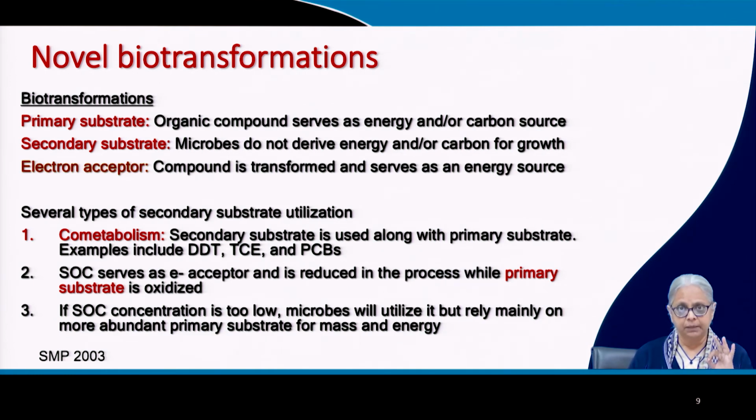So there are three types of secondary utilization. First is co-metabolism. Co-metabolism is when the secondary substrate is used along with the primary substrate. So you can have DDT, TCE, trichloroethylene, and polychlorinated biphenyls.